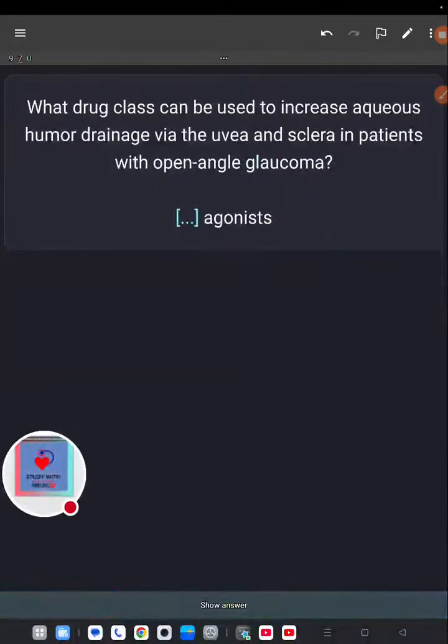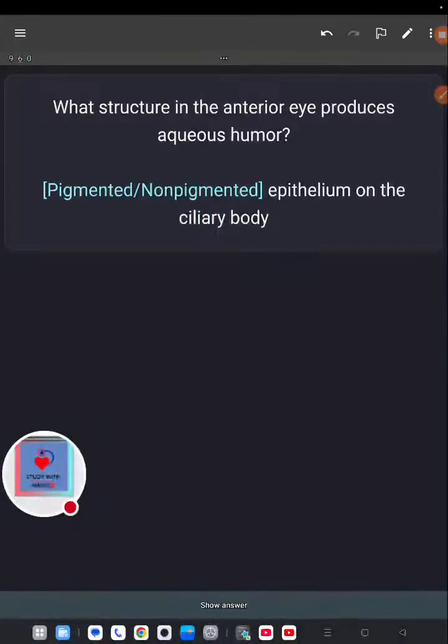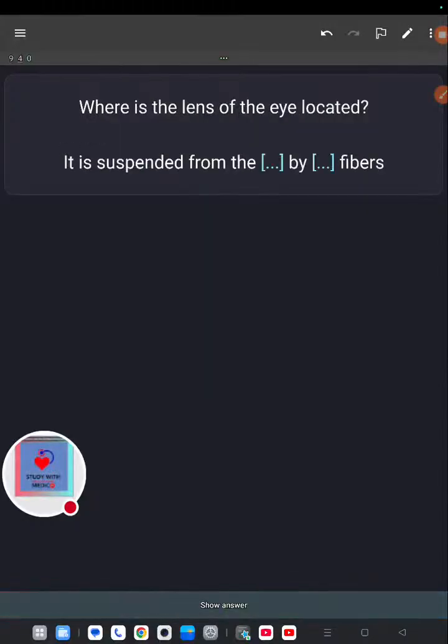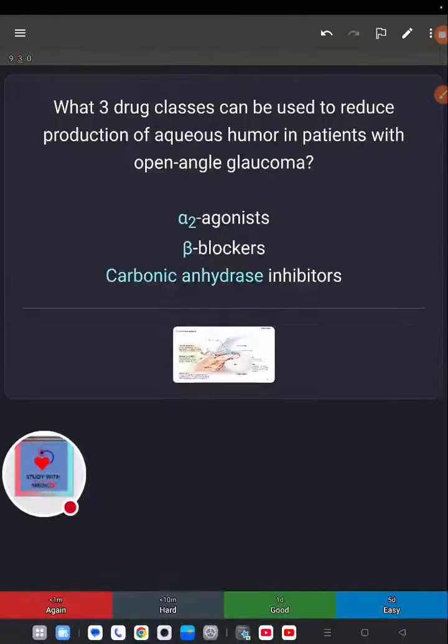What drug class can be used to increase aqueous humor drainage by the uveoscleral pathway? Prostaglandins. What are the two main pathways of aqueous humor outflow from the anterior chamber: the trabecular meshwork and the uveoscleral pathway. The lens of the eye is held by zonular fibers from the ciliary body. Three drug classes can be used to reduce aqueous humor production: alpha agonists, beta blockers, and carbonic anhydrase inhibitors like acetazolamide.